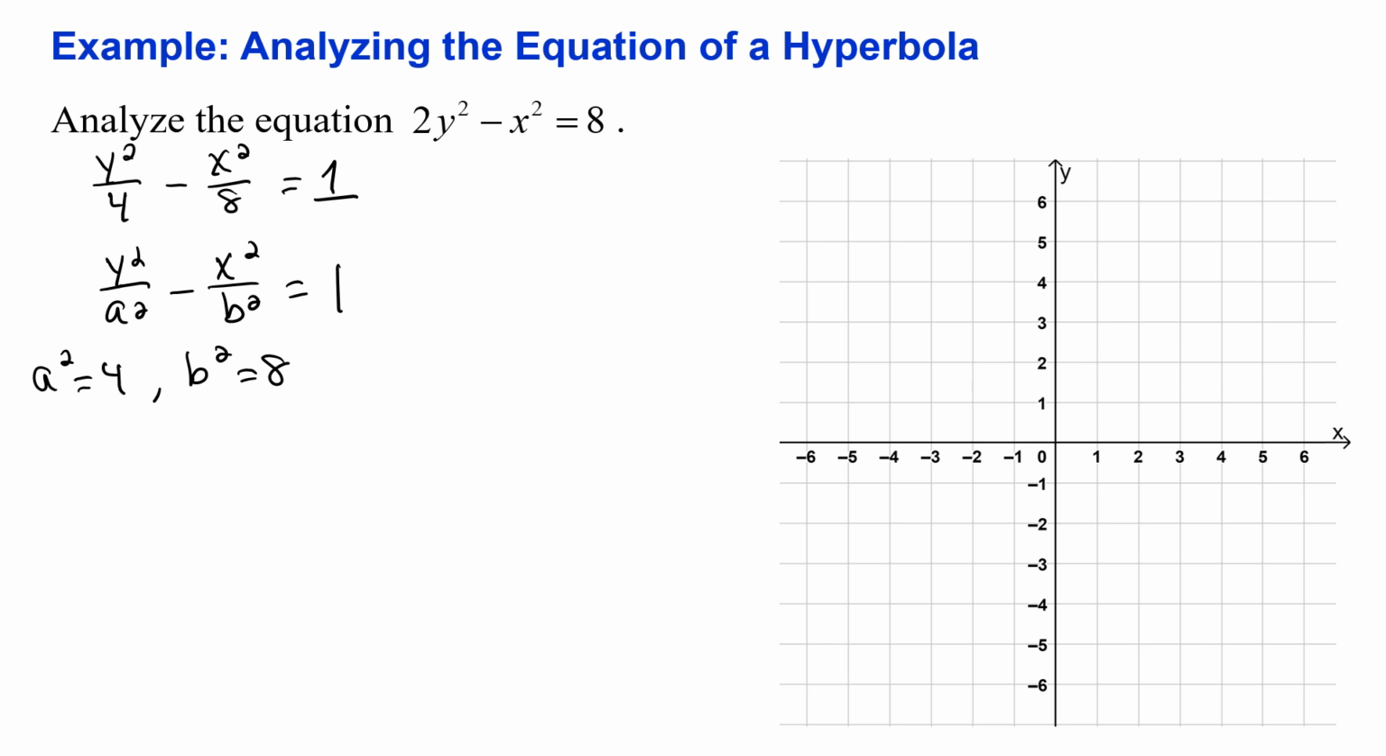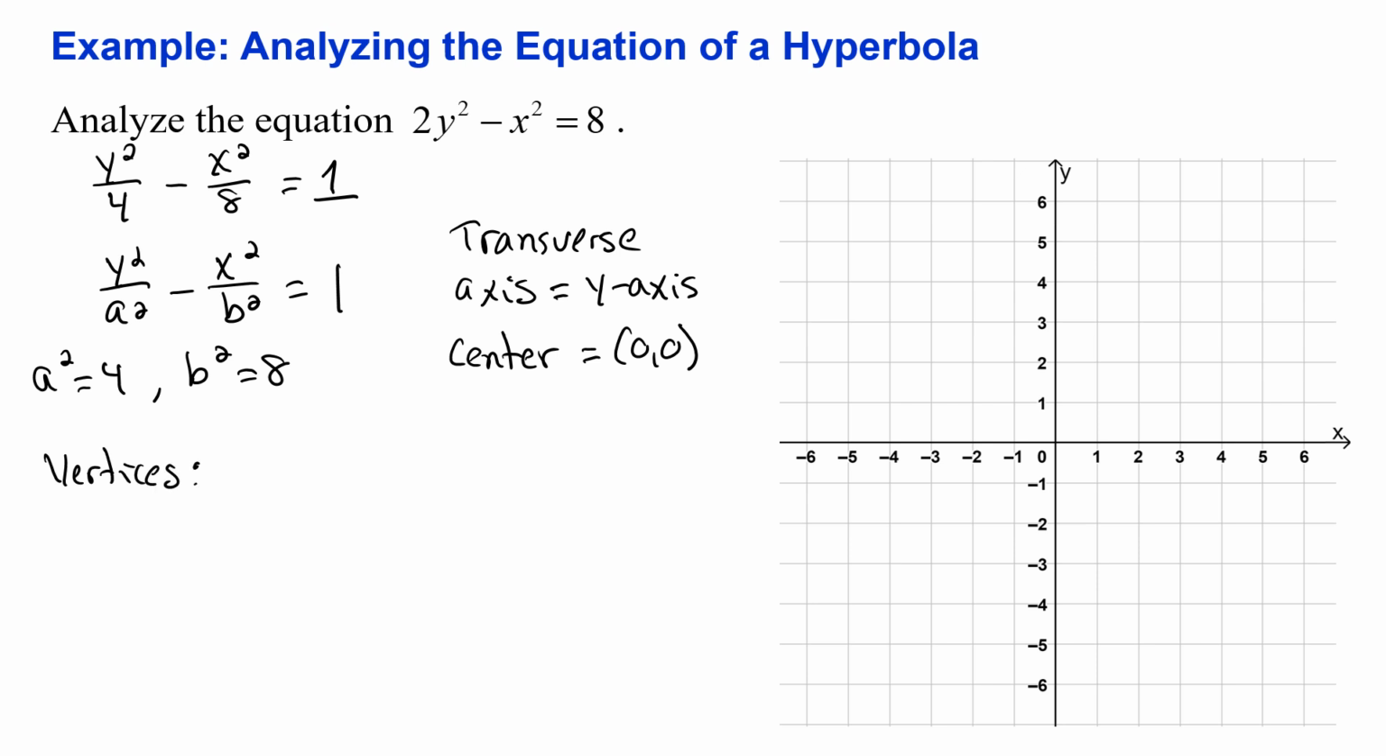Now, since the x squared term is being subtracted and thus the y squared term is being added on the left-hand side of the equation, then we know that the transverse axis is the y-axis and the center is at the origin. Now let's find the vertices. We know that they are a distance of a from the center along the transverse axis, so they will lie at the points (0, plus or minus a). Now since a squared equals 4, then the vertices are (0, plus or minus 2).